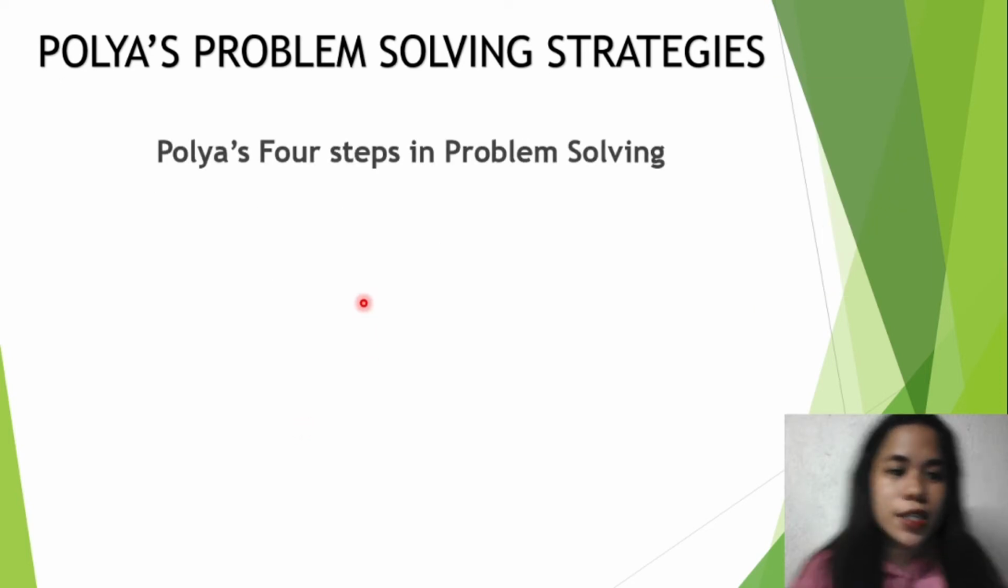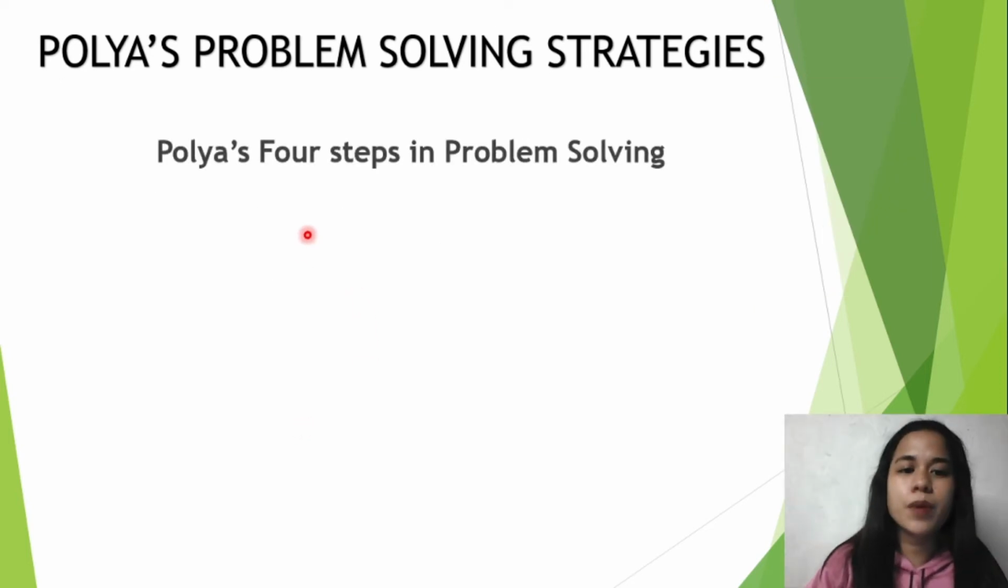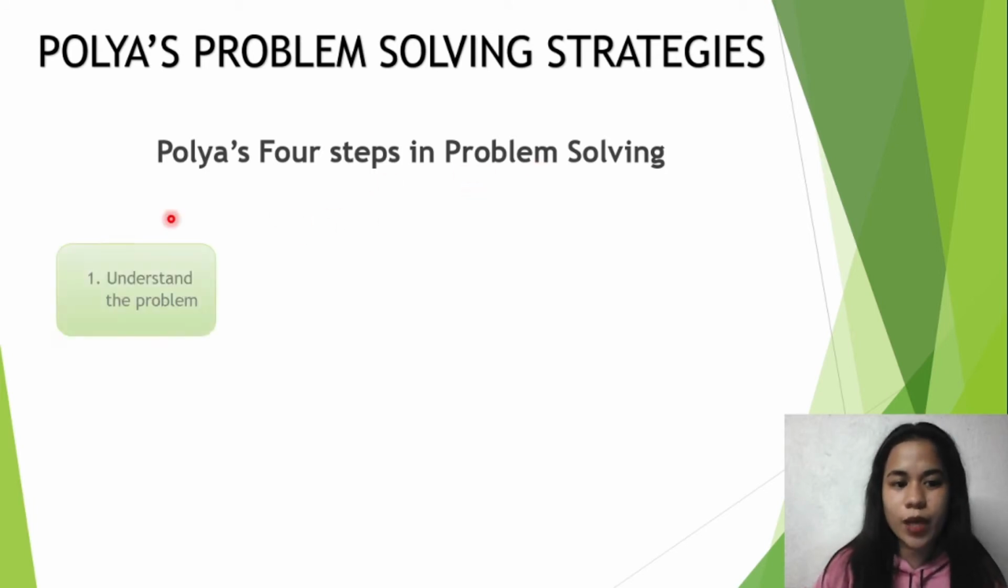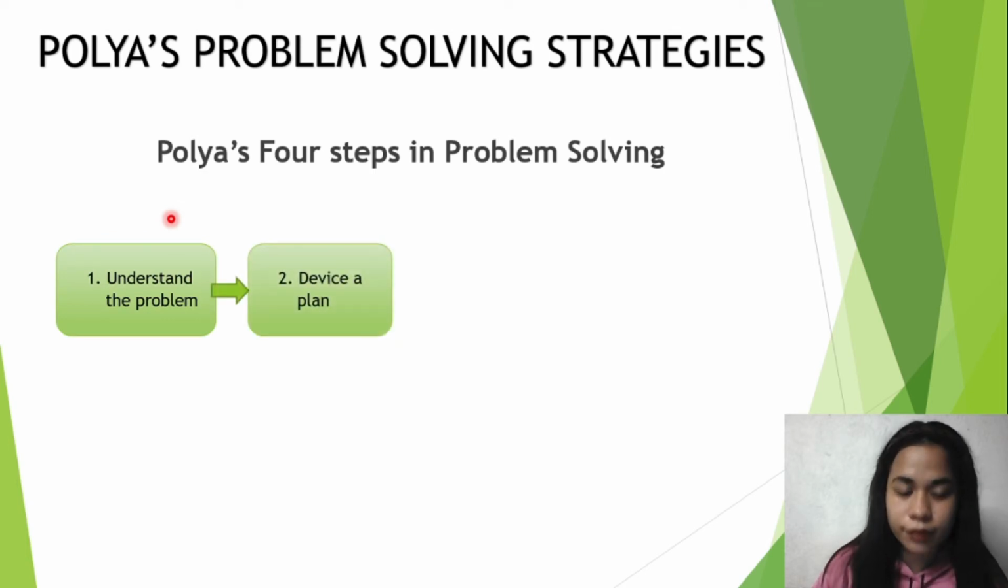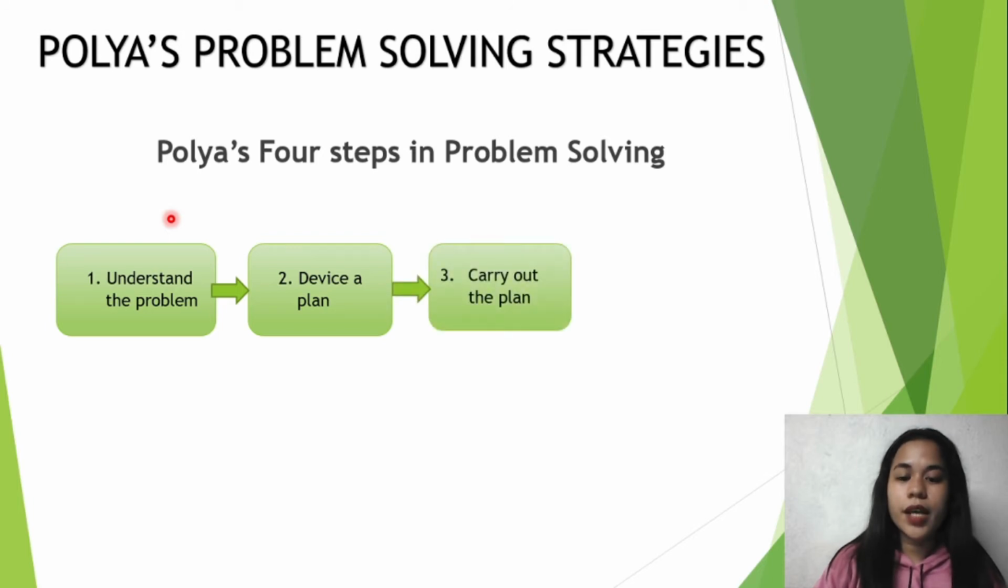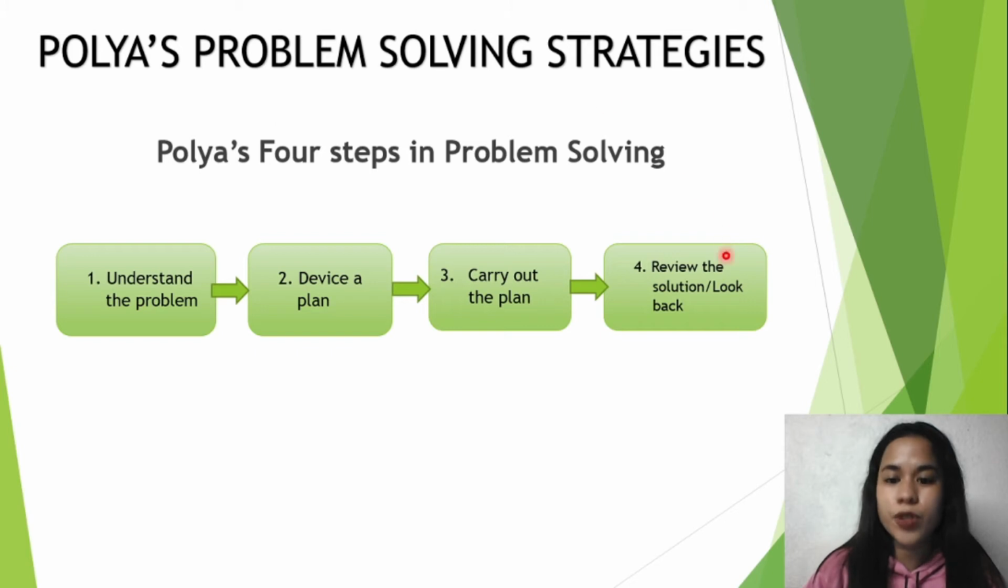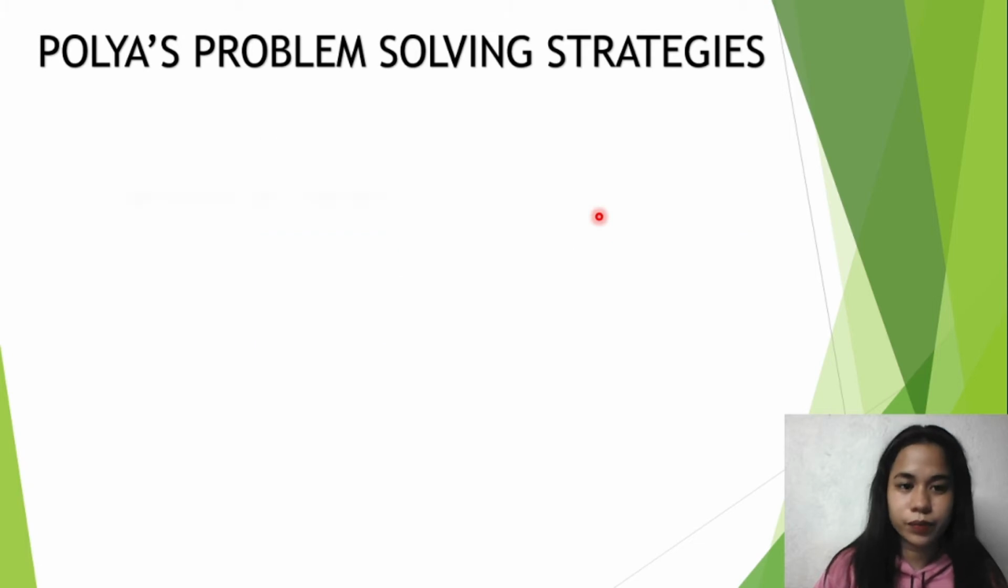So here are Polya's 4 steps in problem solving. The first step is understand the problem. The second step, devise a plan. Third, carry out the plan. And lastly, review the solution or look back. So let us discuss them one by one.